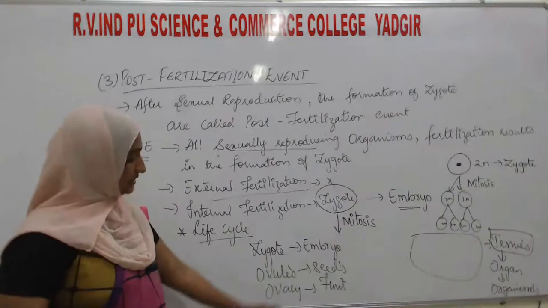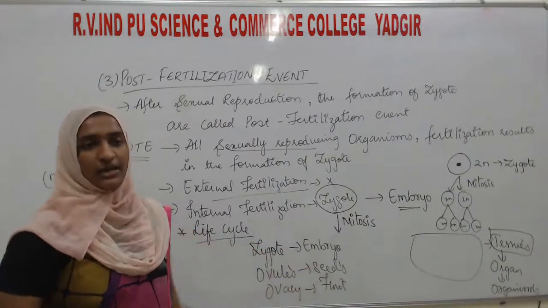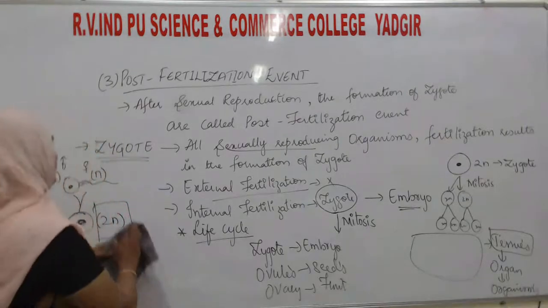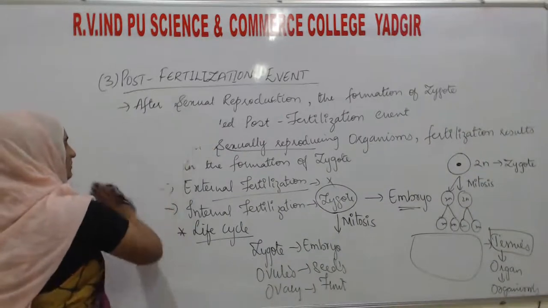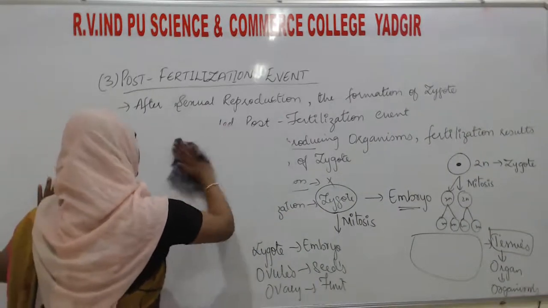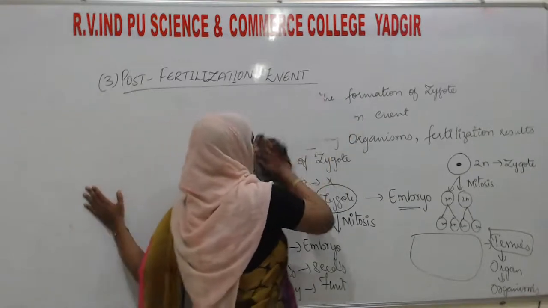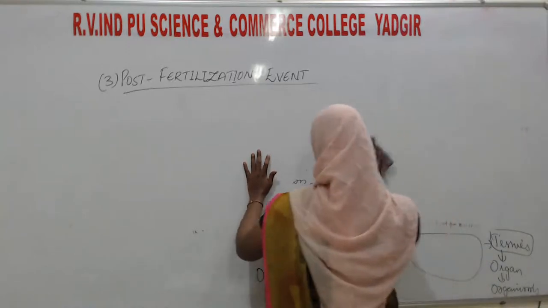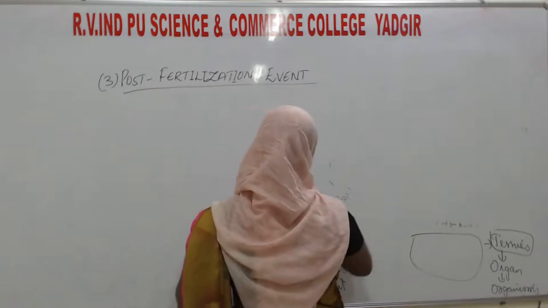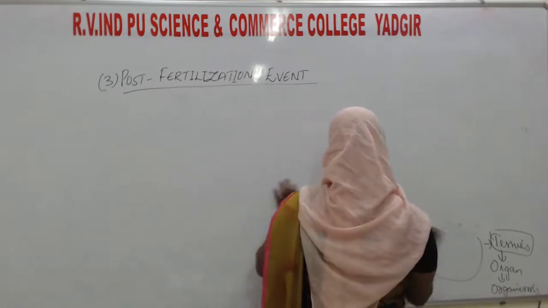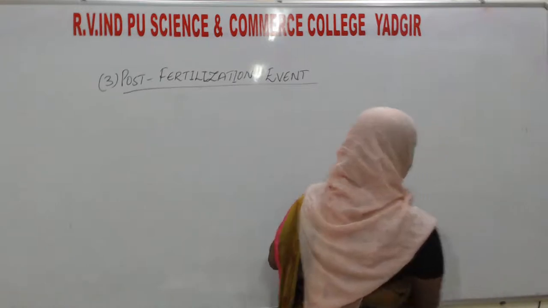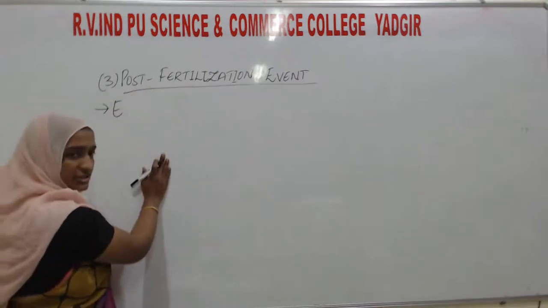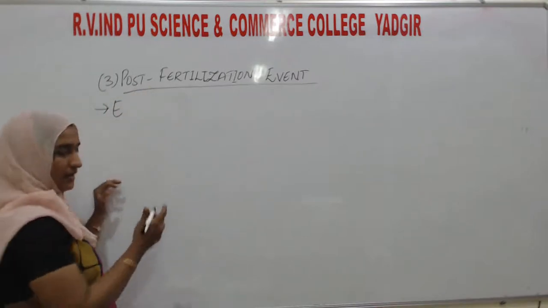Next we will talk about the next structure, that is the embryo. How the embryo is going to form. So let's see here. Next topic, that is embryogenesis. In post-fertilization events, first is the zygote and second is embryogenesis.